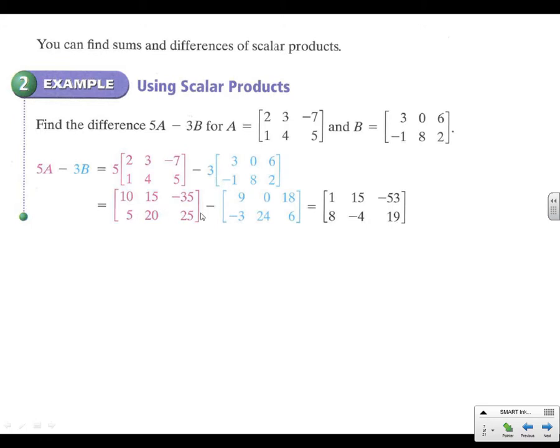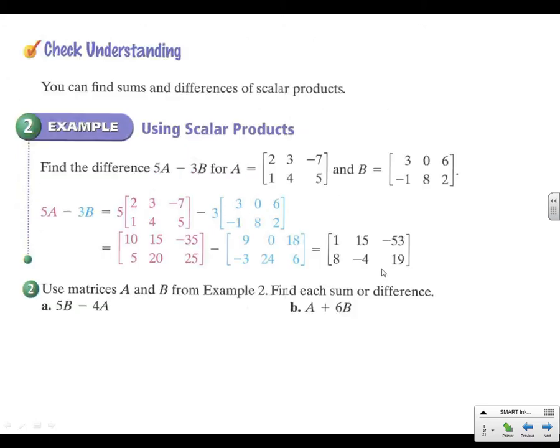Then we're going to just do normal matrix subtraction. So 10 minus 9, and we get 1. Okay, we can tell that from the beginning. 5 times 2 is 10, minus 3 times 3, 10 minus 9 is 1. And we're going to do it all the way through. Alright, so your turn. Use these matrices, A and B, and solve these two problems.